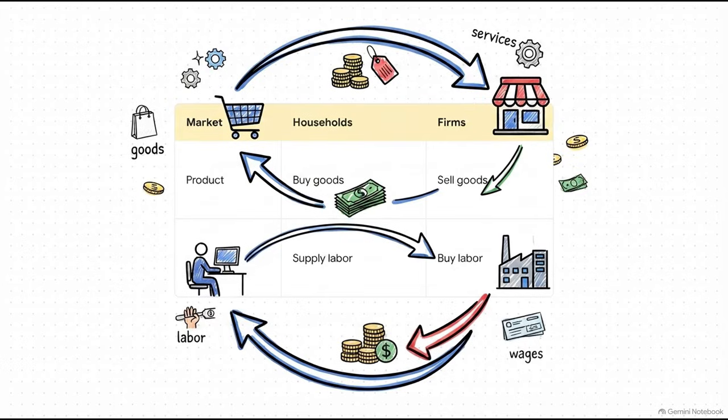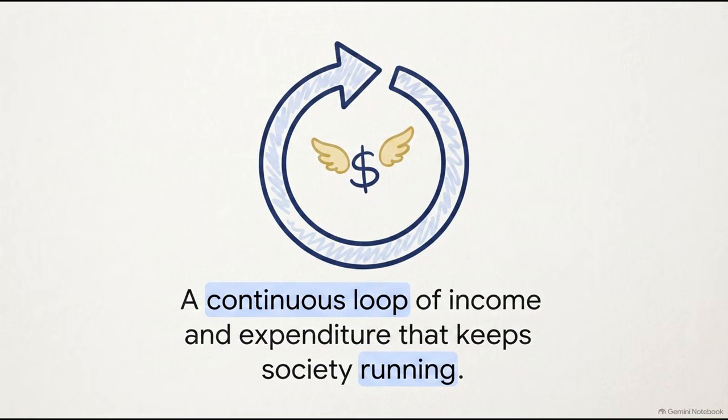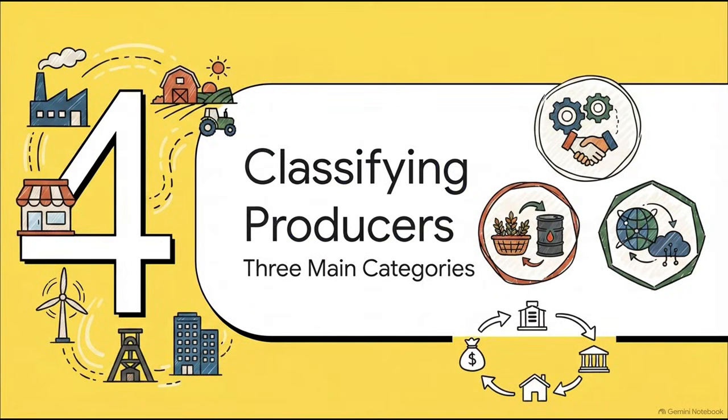It's a massive loop. What we've just mapped out is an exchange relationship that establishes a continuous circular flow of income and expenditure in a society. Money flows from you to the firm at the store, and then from the firm right back to you in your paycheck. It's this mutually beneficial, never-ending loop between households and firms that serves as the vital economic heartbeat, keeping everything running. All right, on to Section 4, classifying producers.